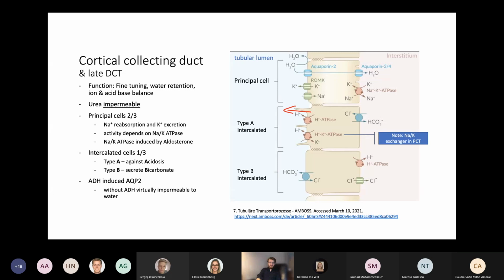And last but not least, ADH. ADH induces aquaporin 2. The number 2 is quite important. And the apical part of the principal cells, and that increases the permeability to water. Without ADH, antidiuretic hormone, the collecting duct is virtually impermeable to water. And ADH is one of the primary determinants of the water retention within the kidney.